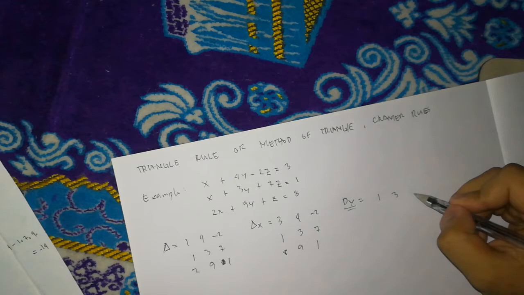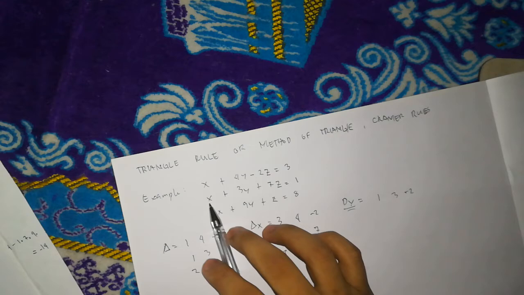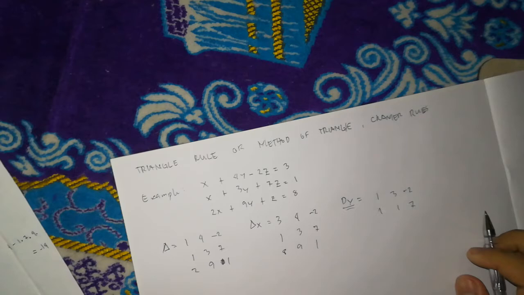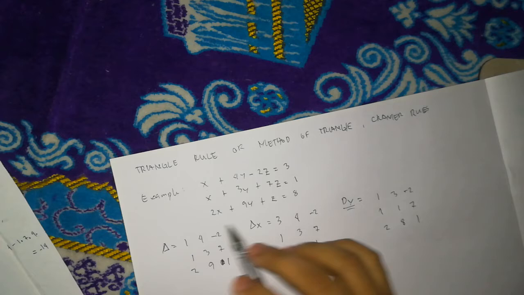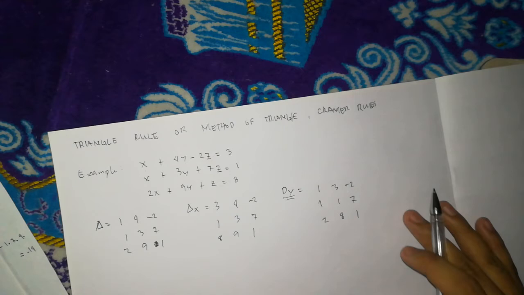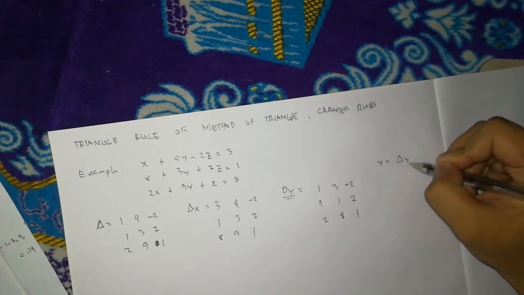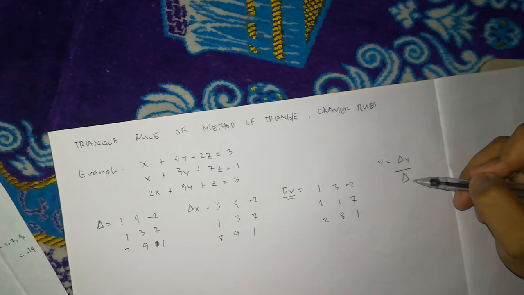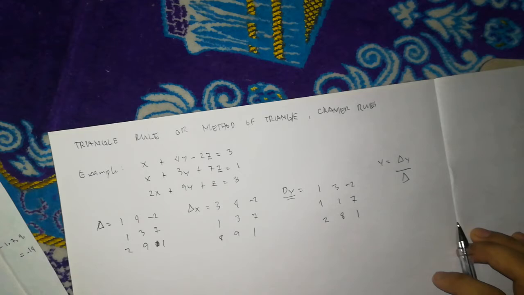Next, same process. 1 and 7. Next, 2, 8, and 1. Diba? So, kapag hahanapin natin si y, same formula din katulad ng kanina. Divide lang natin sa determinant. Yung determinant of y, divide natin sa determinant. So, hanapin na natin si y.